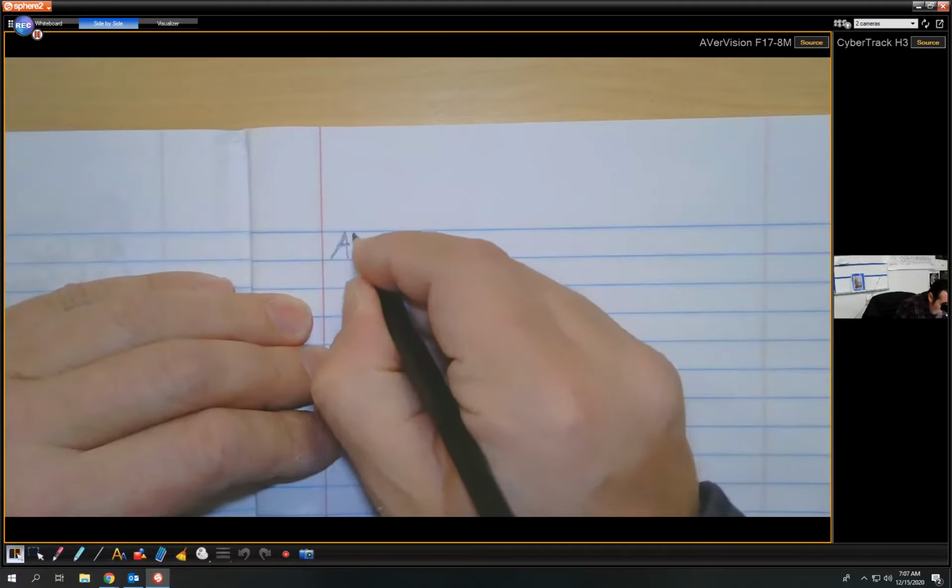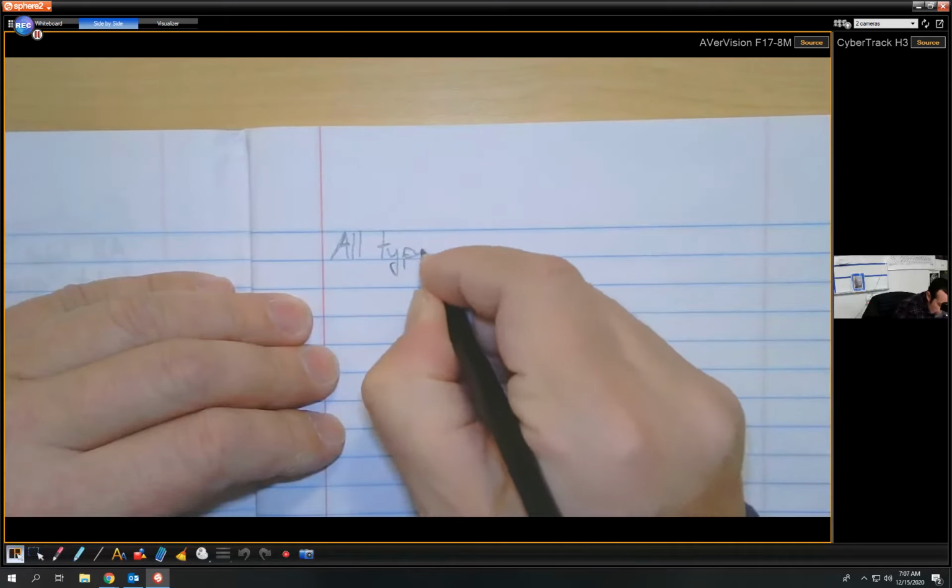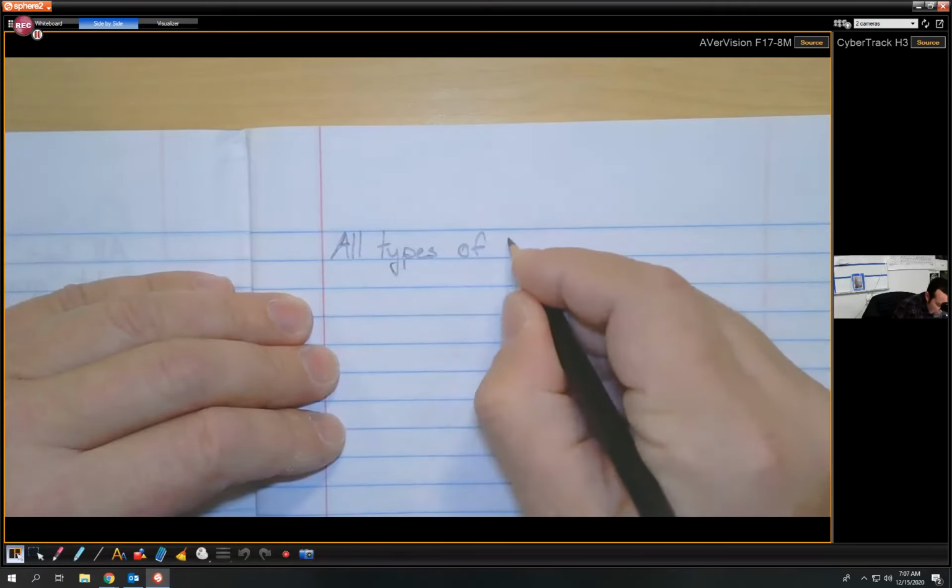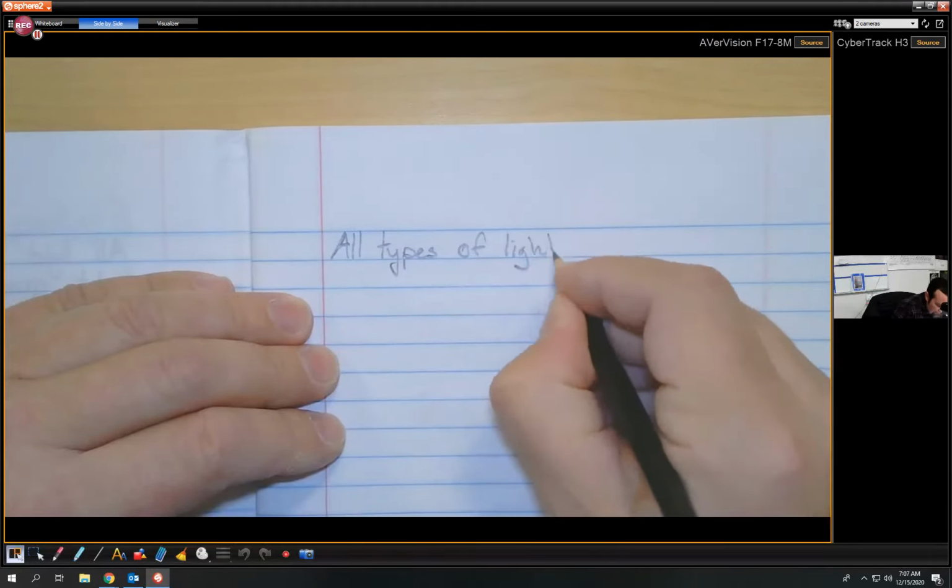So, here, let's do this. Statements of fact. All types of light carry energy. Okay. Statement of fact. All types of light carry energy. And this is actually word for word from our key concepts. But it's good to write this down, even though you can use your key concepts.